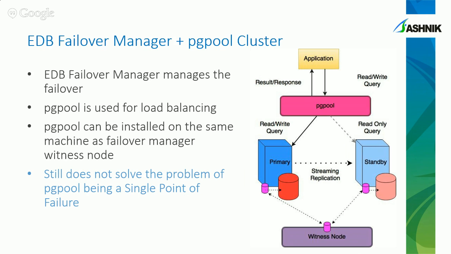So this solves a lot of your issues, that it does automated failover. Your application configuration need not change in case of a failover, because application always talks to pgpool. Even if your primary server goes down, pgpool knows that there is a second server which can cater to your requests. And the failover is pretty much automated. The promotion is automated. That is managed by failover manager. Only challenge which remains is pgpool still remains to be a single point of failure.